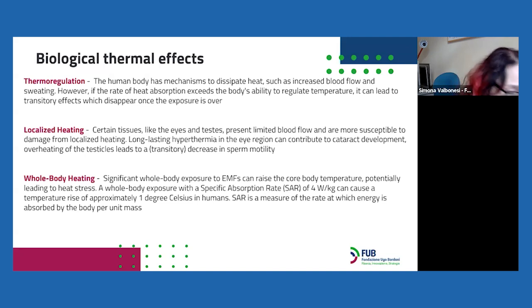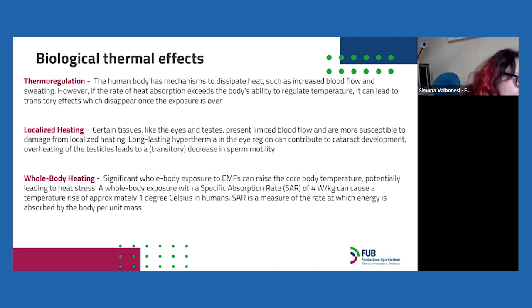And pay attention, because the cataract induced by hyperthermia is not reversible. The overheating of the testicles leads to a transitory decrease in sperm motility. This phenomenon happens, but once the source of electromagnetic fields is no longer active, the problem stops.